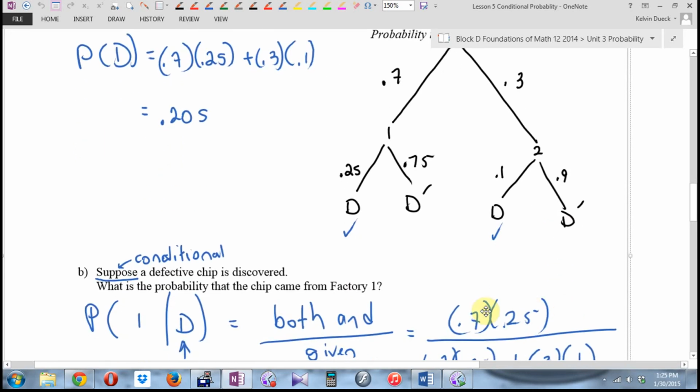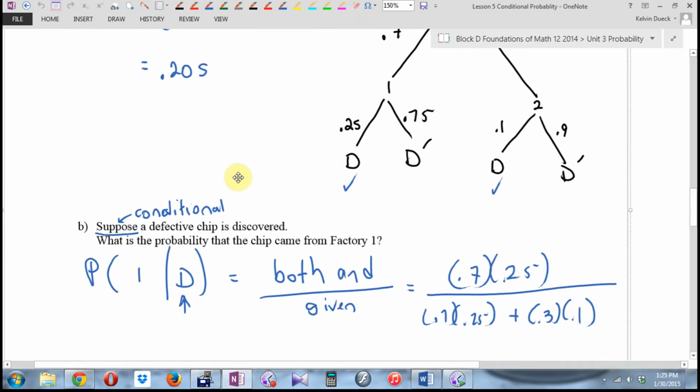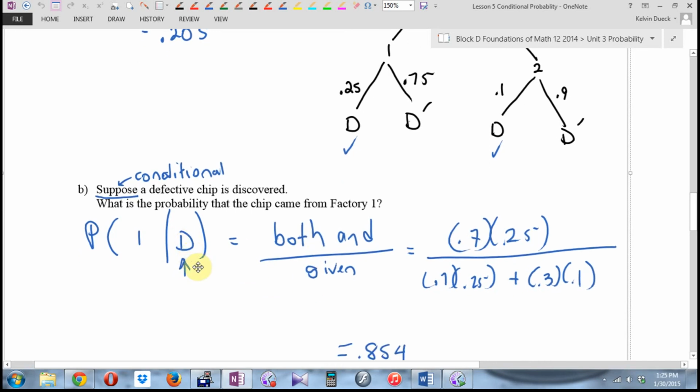But in part B, I said, okay, what if you know which of the bottom branches we're on? Defective. What's the probability that it came from factory 1? Tell me the probability of which branch we came down from the top. We're going backwards. The way I've always handled this is to translate it into symbology, but it's always both on the top, factory 1 and defective, divided by the given one, the second one, the defective one.